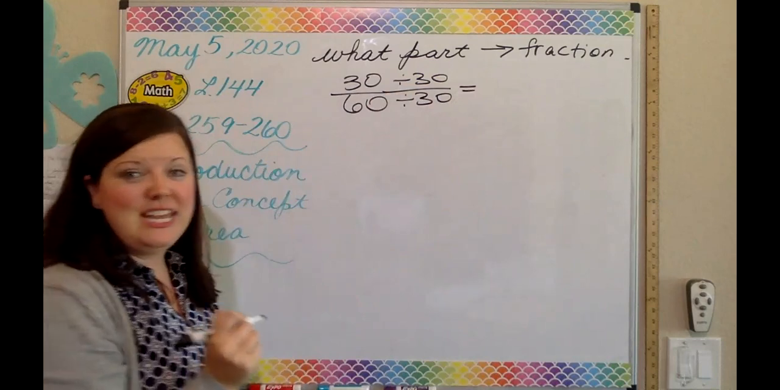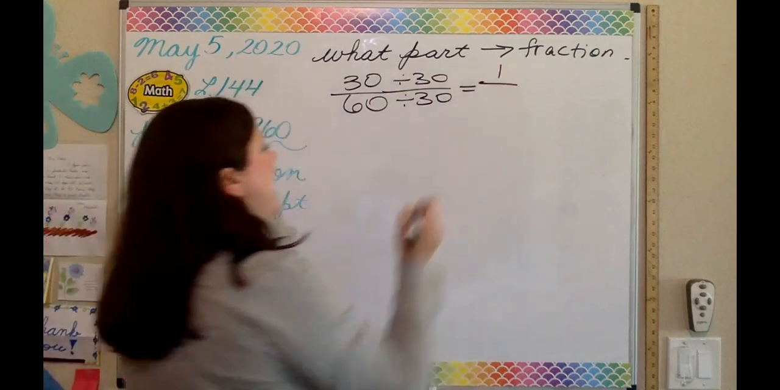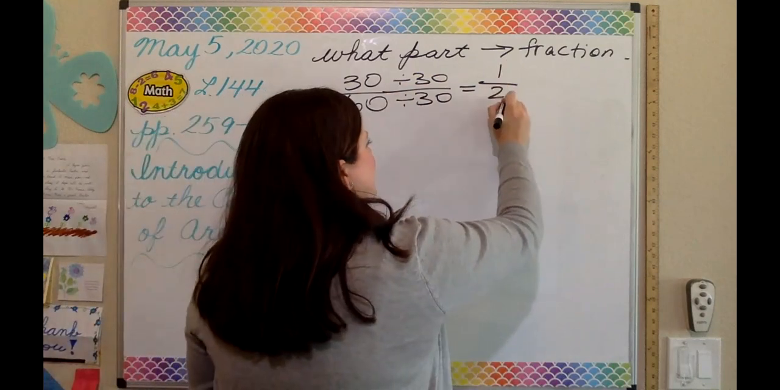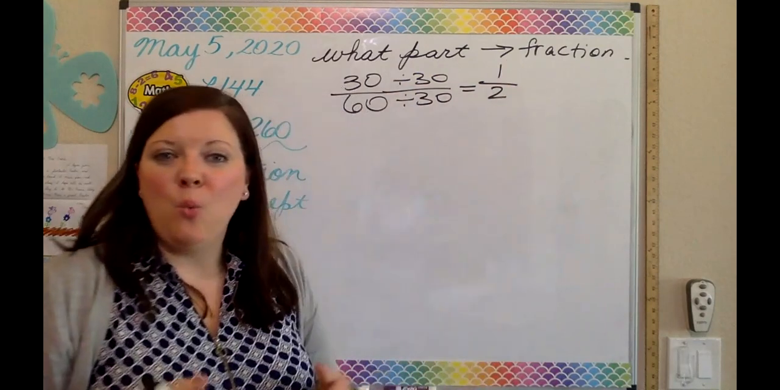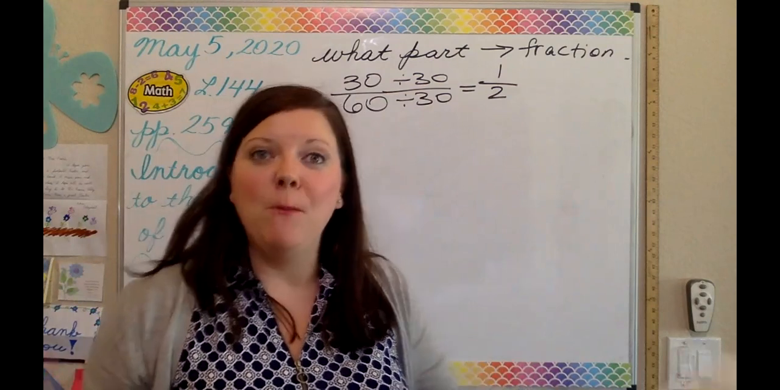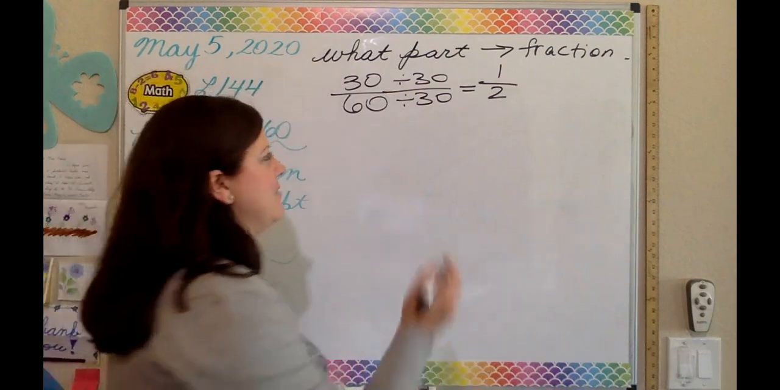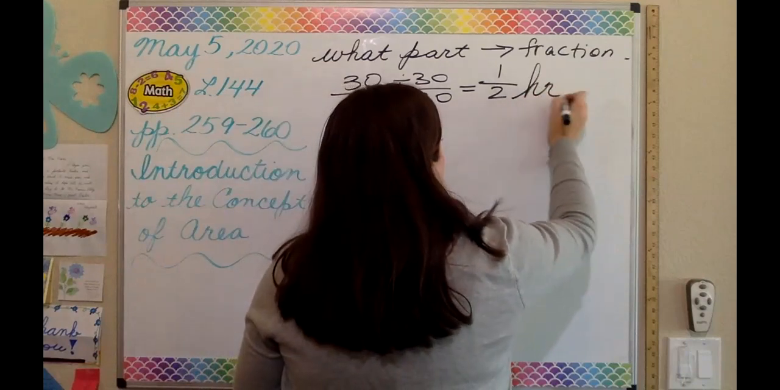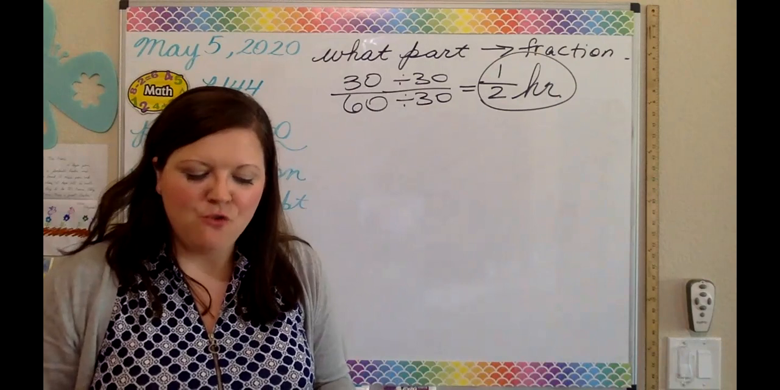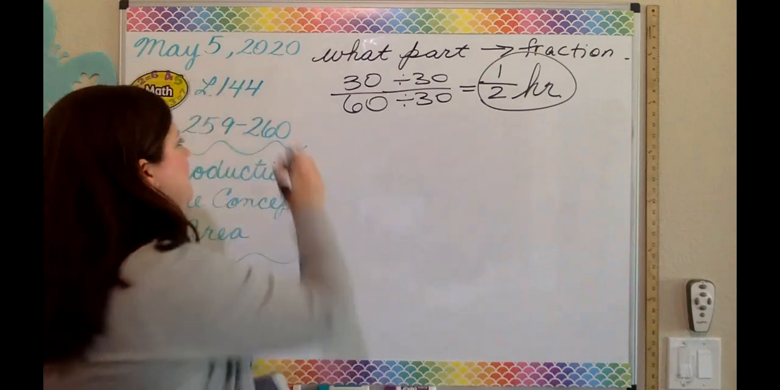30 divided by 30 is 1. 60 divided by 30 is 2. What part of an hour did she finish her arithmetic worksheet in? 1/2 of an hour. 1/2 of an hour is our answer for section 3, letter D.